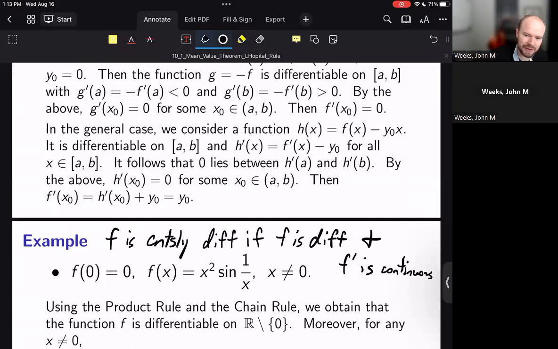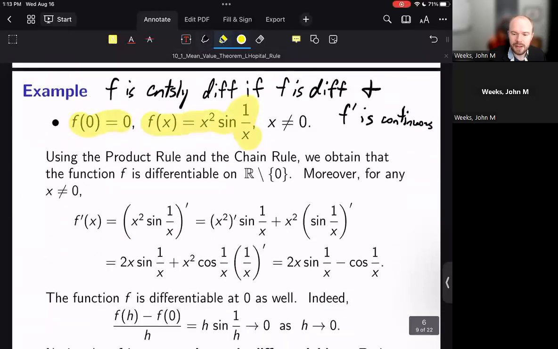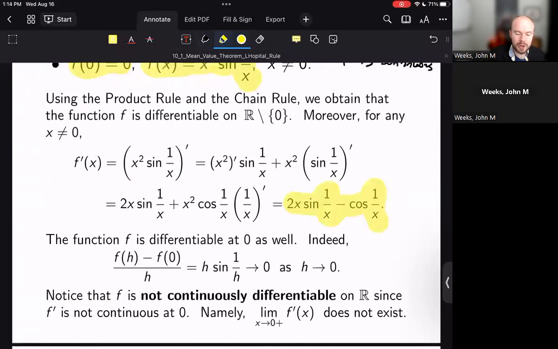Here's an example of a function that is not continuously differentiable. It's the function x squared times sine of 1 over x, only defined when x is not equal to 0. So in order to get derivatives at 0, we're going to say f of 0 equals 0. Using the product rule, we can find what this derivative is going to be. We get something like this: 2x times sine of 1 over x minus cosine of 1 over x. You can see that this derivative is nice at any point that x is not equal to 0. And indeed, it's actually differentiable at 0 as well.